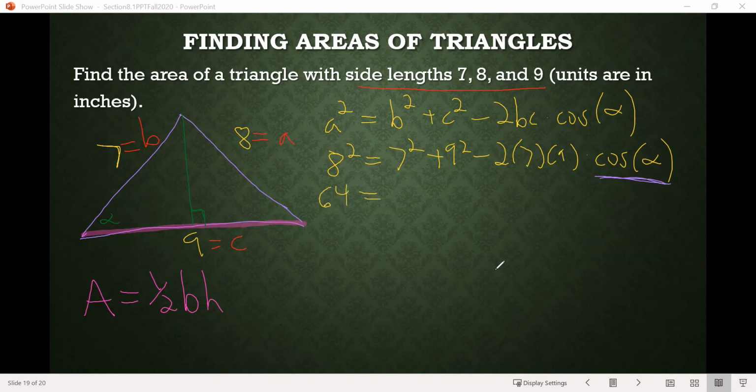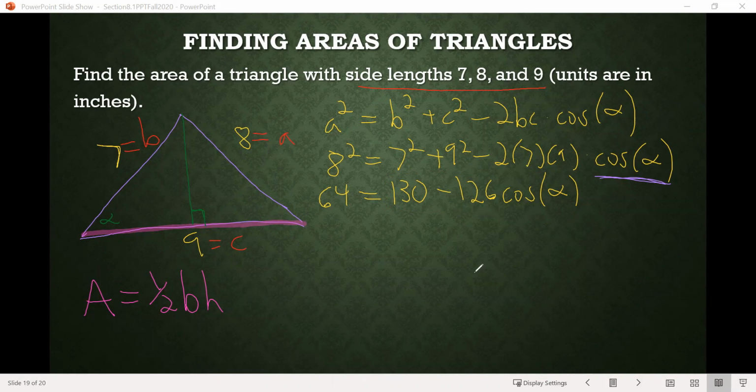We have 64 equals the 7 squared plus the 9 squared, 49 plus 81, which gives us 130. And then the minus 2 times 9 times 7 gives us a minus 126 times cosine of alpha. I'll tell you right now to be very careful. Students will often want to subtract these two things, this 130 and the 126. We cannot do that. And why, you might ask? Because the 126 is being multiplied by this cosine of alpha, and we don't know what the value of alpha is yet, so we can't subtract it with other things.